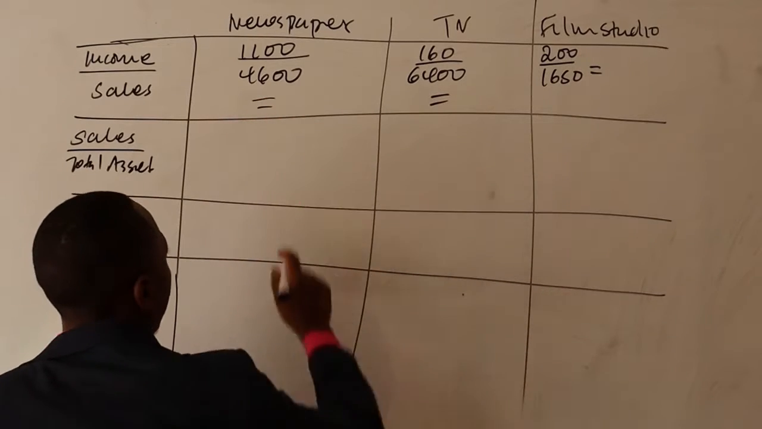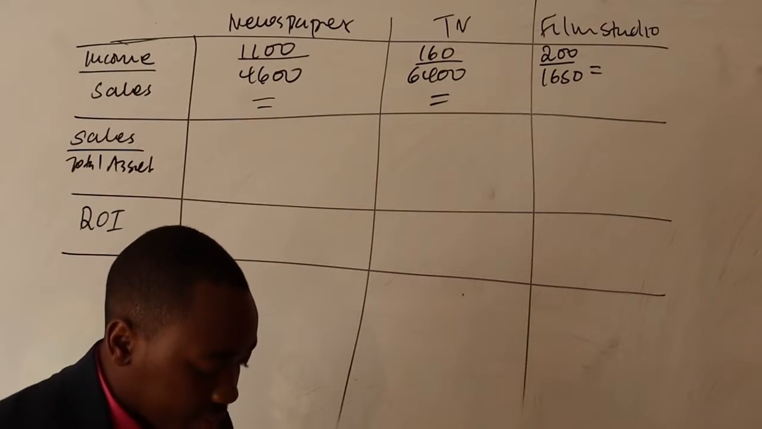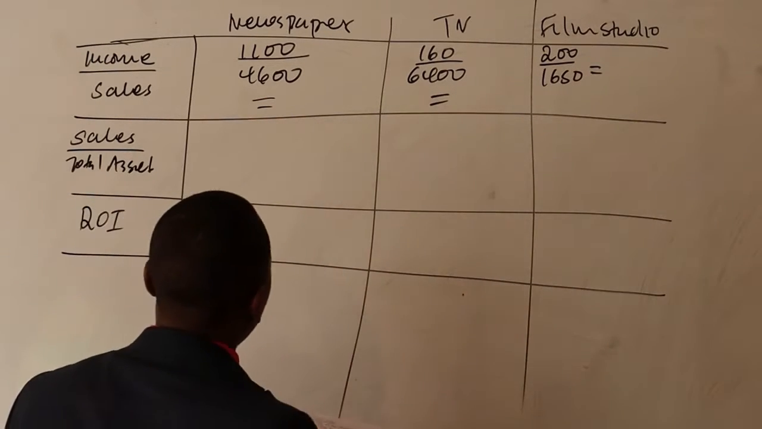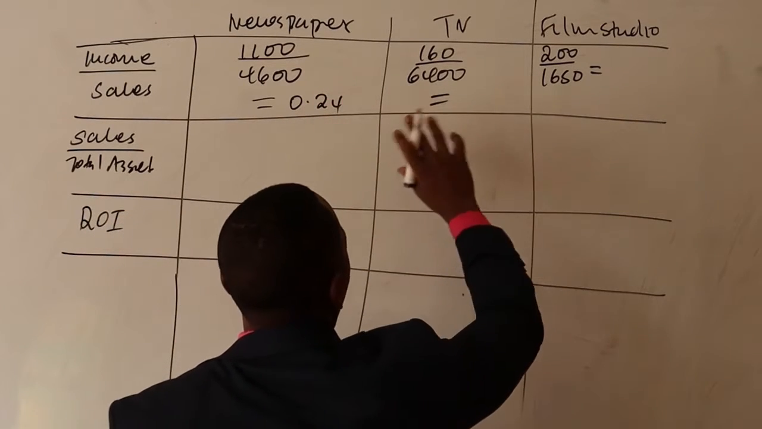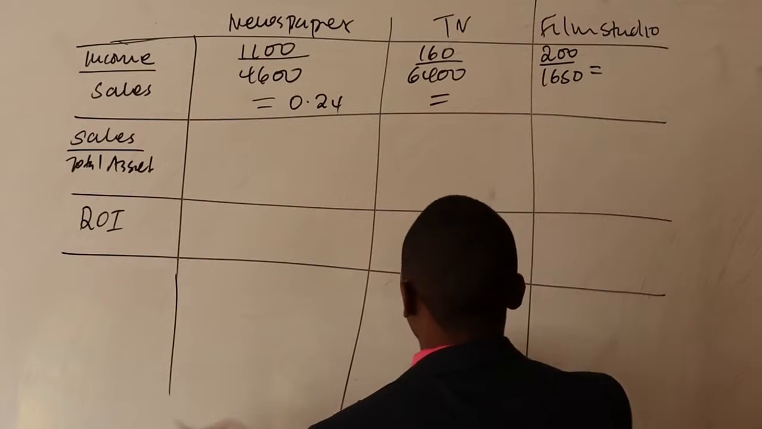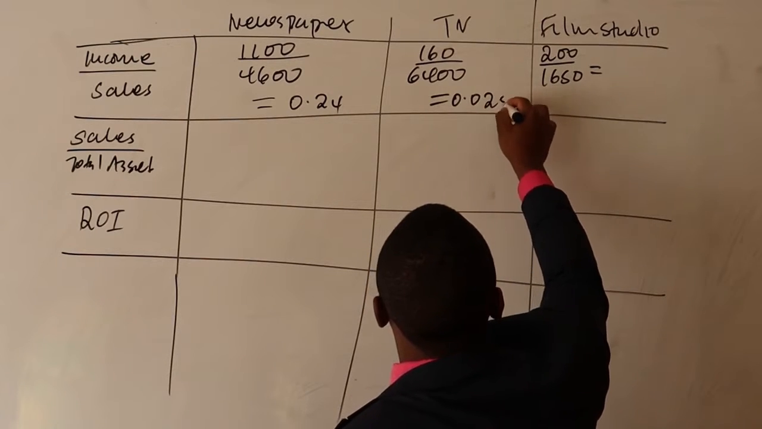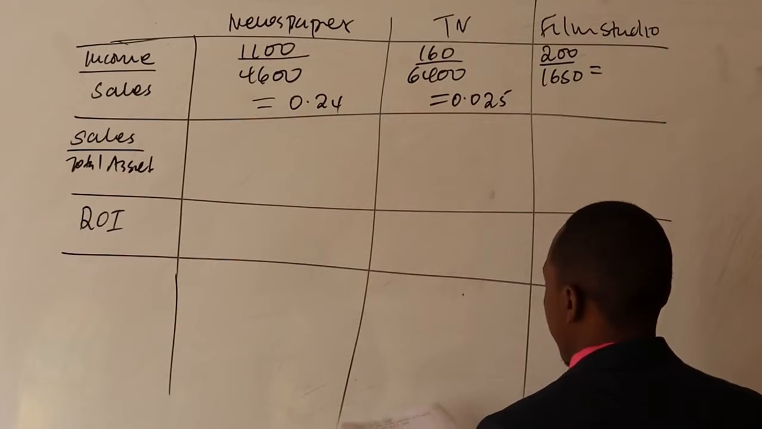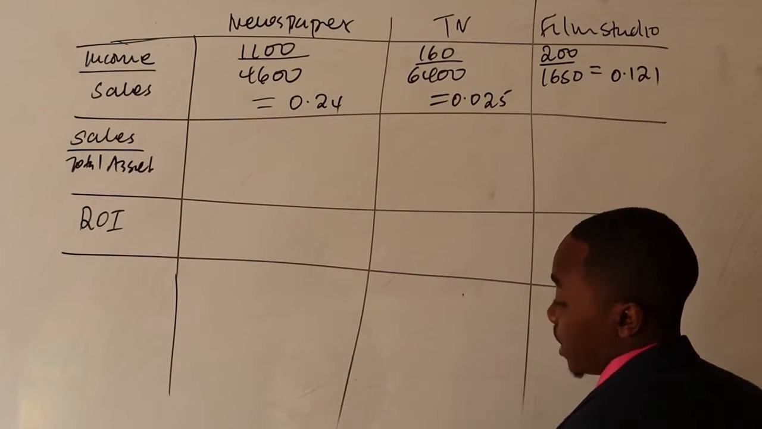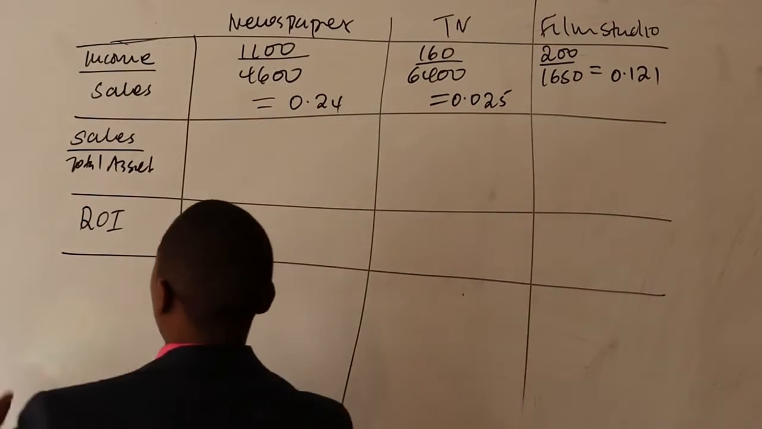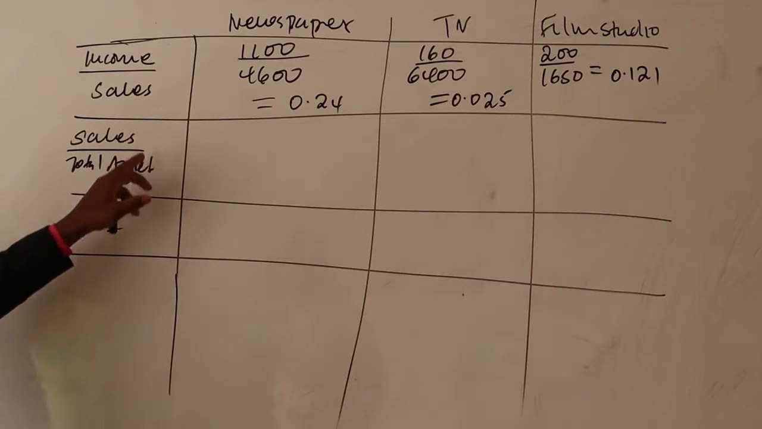Like that. So what do we have there? 1100 divided by 4600 gives 0.24. 160 divided by 6400 is 0.025. 200 divided by 1650 is 0.121. Then we go to the second one, sales over total assets.